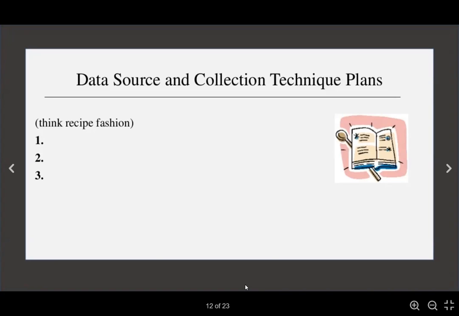Whatever your data source is, you want to identify it clearly, and make sure that they understand what this data source is intended to answer. So which research question are you answering with this data source, and also what information do you expect to get from this data source? I find that particularly with qualitative studies, this can be a little bit more difficult.